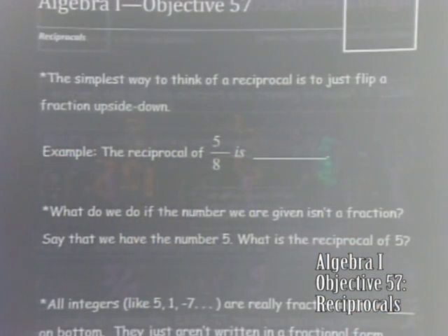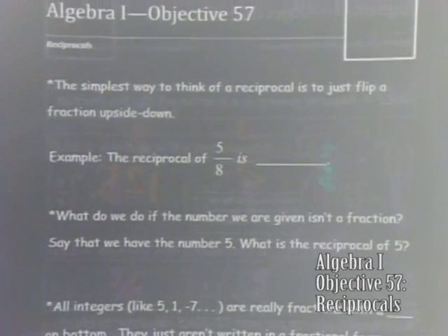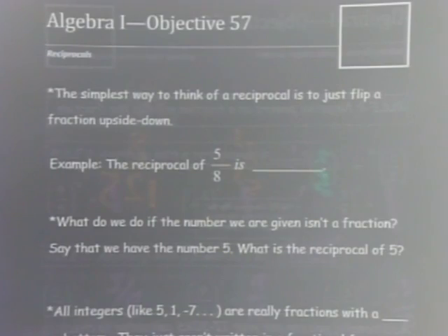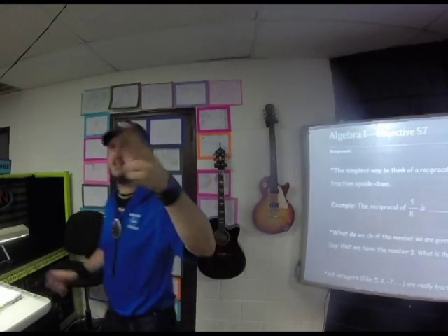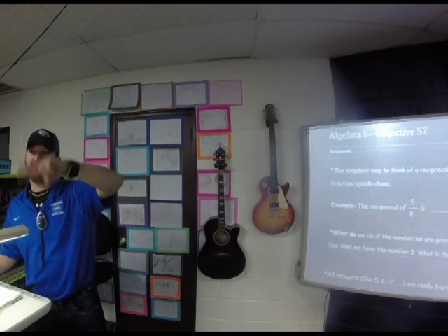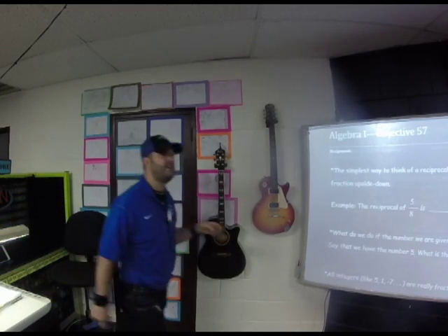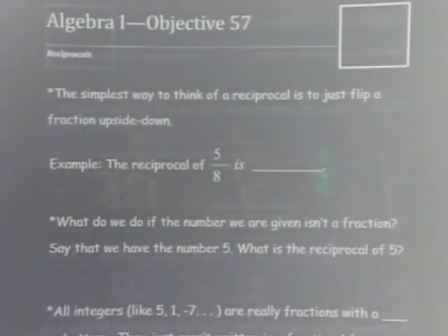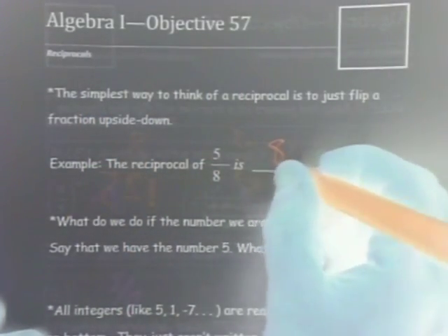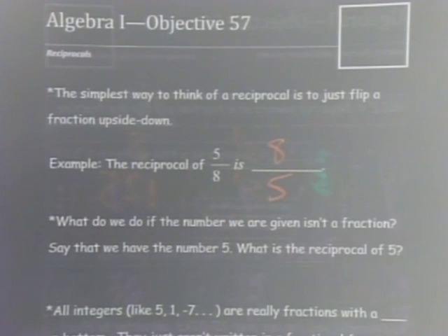Okay. Objective 57. We're going to talk about reciprocals, and I know we talked about it a little bit last week. So first thing, the simplest way to think of a reciprocal is to just take your fraction and flip it. So if I got 5/8, I'm going to flip it and make it what? 8/5. That's easy. 5/8 becomes 8/5.